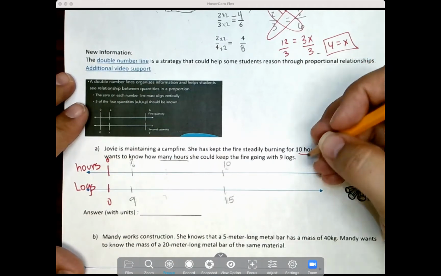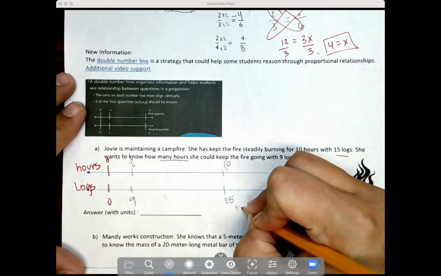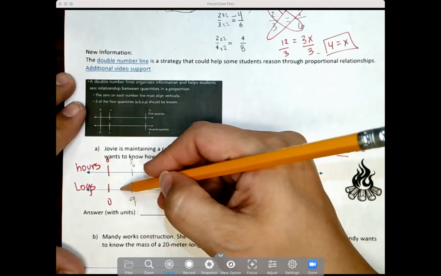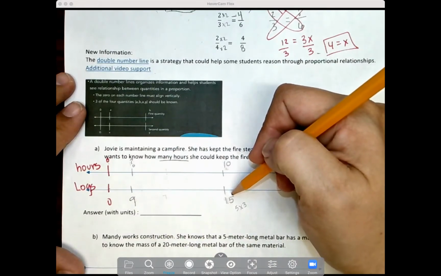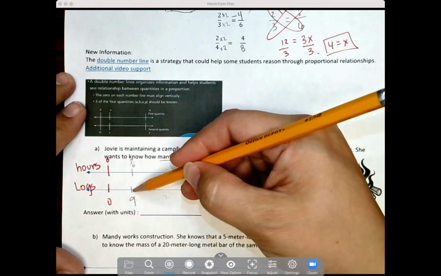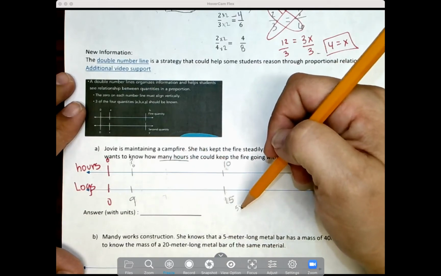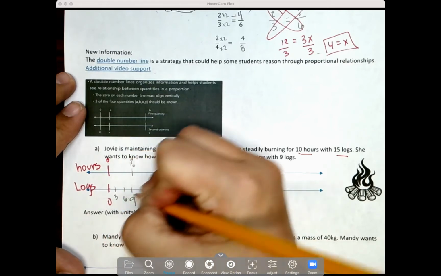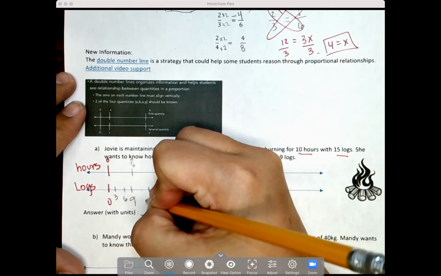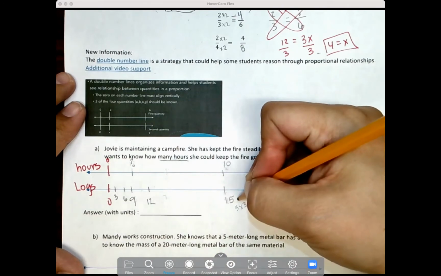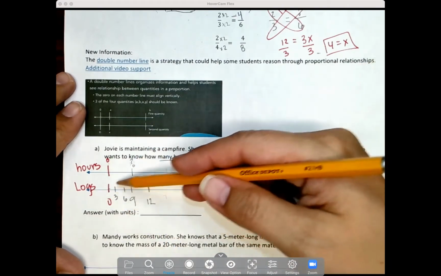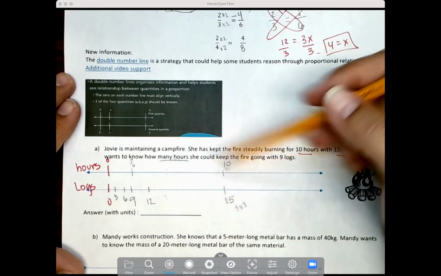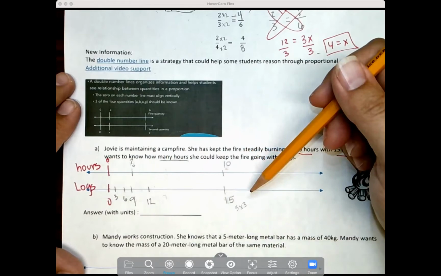Well, I know that 5 times 3 is 15. So I could go like 5, 10, 15. But that doesn't work out because I can't get to 9. Oh, well, what if I do it by 3s? So I could do 3, 6, 9, 12, and then 15. And it's okay if these are not perfectly even, because it's really a way to just think about things. And until they get used to using a double number line, this is what's going to happen.